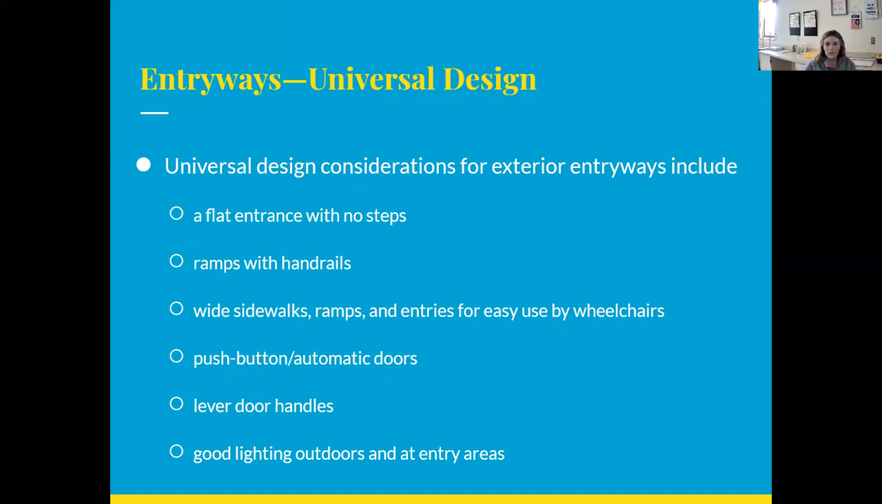So in any entryway, so this would be any door going from outside to inside or inside to outside: flat entrances, so either that slope or a completely flat surface, handrails, automatic doors are great, those lever handles so that we don't have to use the knob, and good lighting. So maybe when you walk out the door, an automatic light comes on, so that you don't have to worry about flipping a switch or something, and you can safely go from in to out in a lit environment.